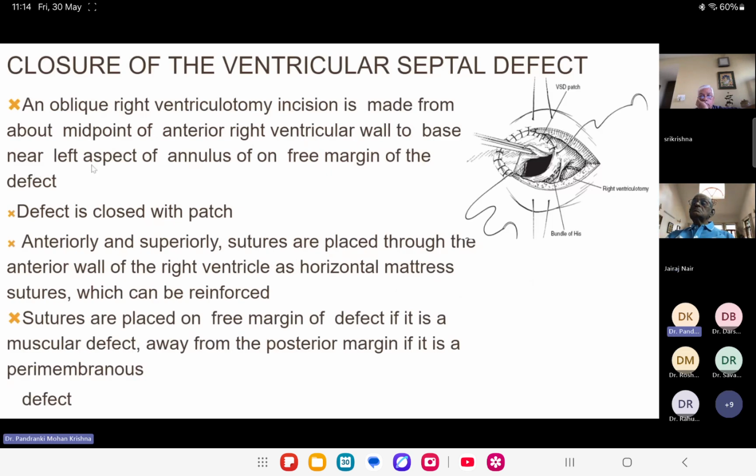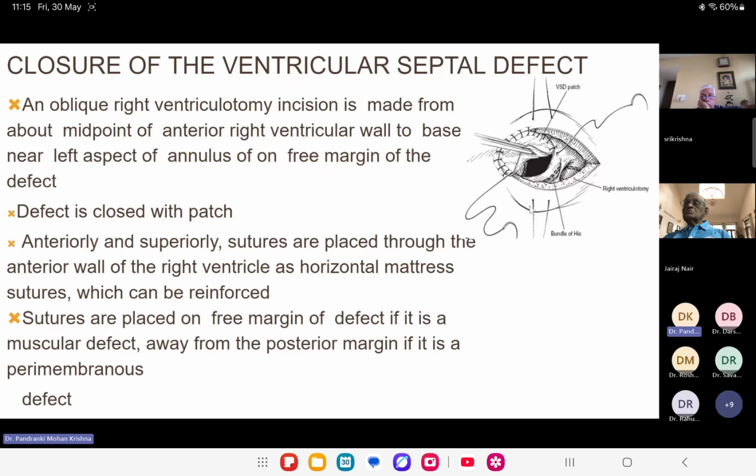Closure of the ventricular septal defect. An oblique right ventriculotomy incision is made at about the midpoint of the anterior right ventricular wall to the base near the left aspect of the annulus on the free margin of the defect. The defect is closed with a patch with continuous sutures usually, and anteriorly and superiorly sutures are placed to the anterior wall of the right ventricle as horizontal mattress sutures, which can be reinforced.